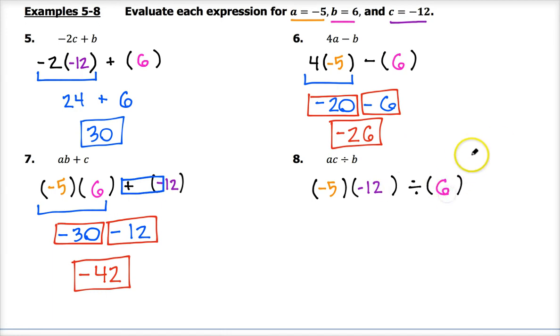Remember, when we're doing multiplication and division in a problem like this, you just go left to right, whichever comes first, left to right. So multiplication is first here. Negative 5 times negative 12 is positive 60. So this becomes 60 divided by 6. 60 divided by 6 is 10.